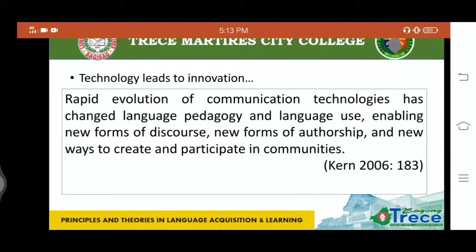Technology leads to innovation. According to Kern, 2006, rapid evolutions of communication technologies has changed language pedagogy and language use. So it says that technology leads to innovations, and because of the rapid evolution of communication by using technology, the method of practicing language teaching can be changed.